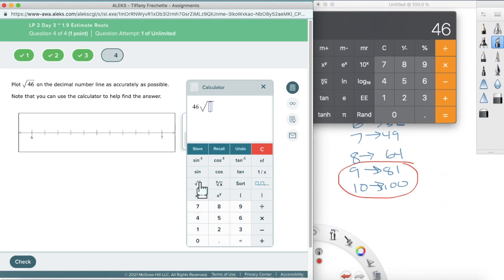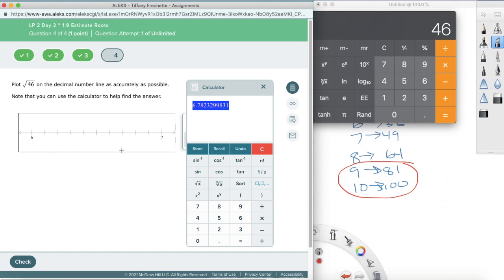And so this one, you have to type the number in here first and then hit the button. On this calculator, you have to hit the button and then type the number in. So just be aware, different calculators here. And then you can hit, I believe, just enter or equals. And there we go. So as accurately as possible, we have 6.78.